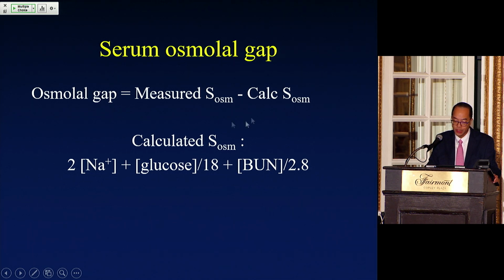The serum osmolality is measured in the lab by freezing point depression, so that's the real osmolality. Calculated is what the osmolality would be from just sodium and accompanying anions, so that's why it's 2 times the sodium. Plus glucose divided by 18, because glucose is in milligrams per deciliter and the molecular weight of glucose is 180, plus blood urea nitrogen divided by 2.8, because there are 2 nitrogens in urea with molecular weights of 14 each.